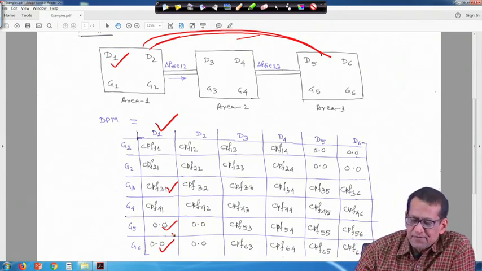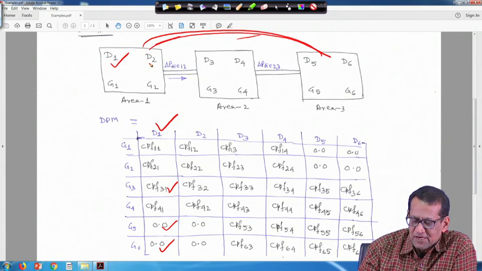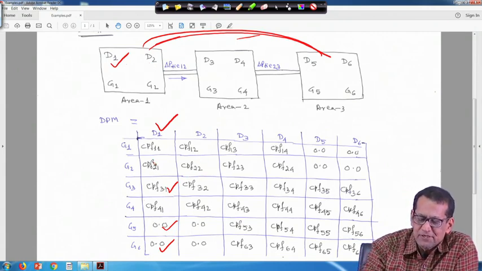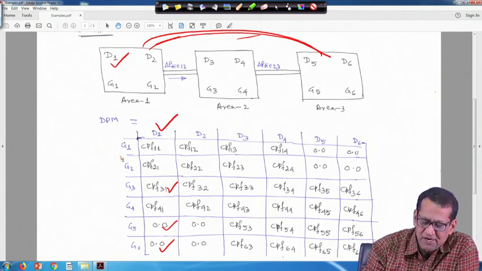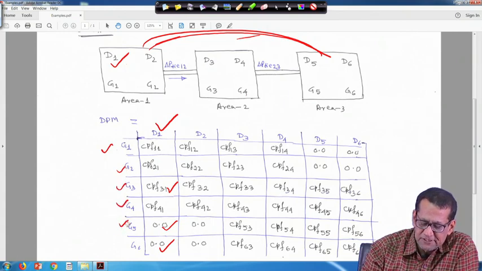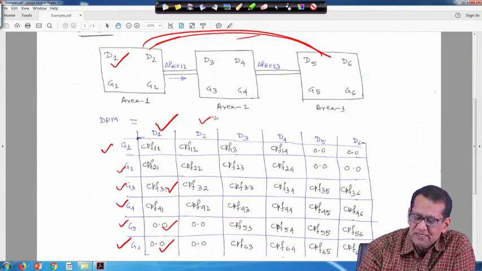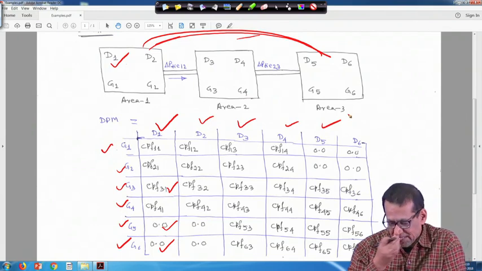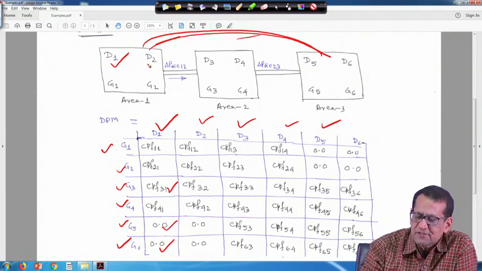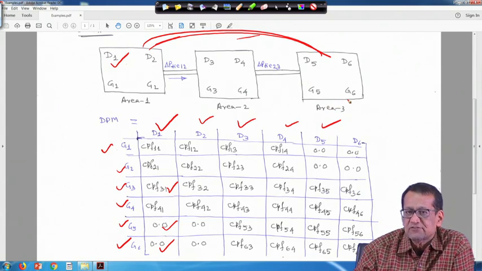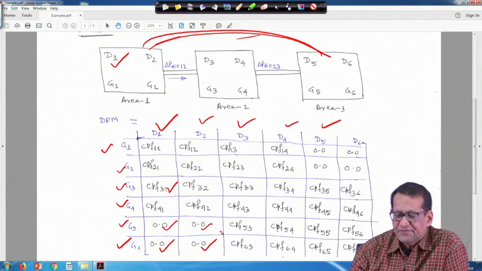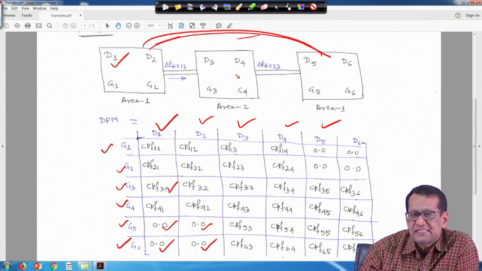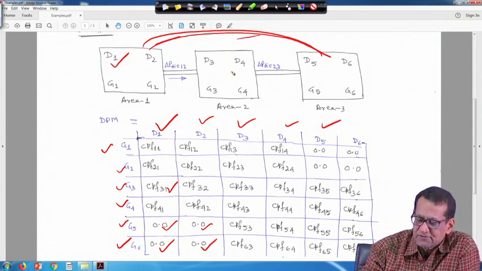Now, similarly, if you talk about D2, in a similar way CPF 12, CPF 22 will be there, because it has contact with G1, G2, and it can have contact with G3, G4, so CPF 32. Because these are G1, G2, G3, G4, G5, G6 GENCOs, right, and these are all DISCOs, right. But this distribution company D2 cannot have any contact with G5 or G6, that is why this is 0, this is 0, right.